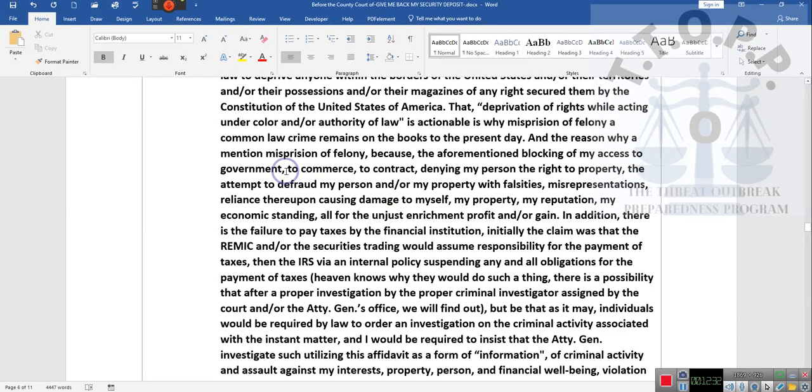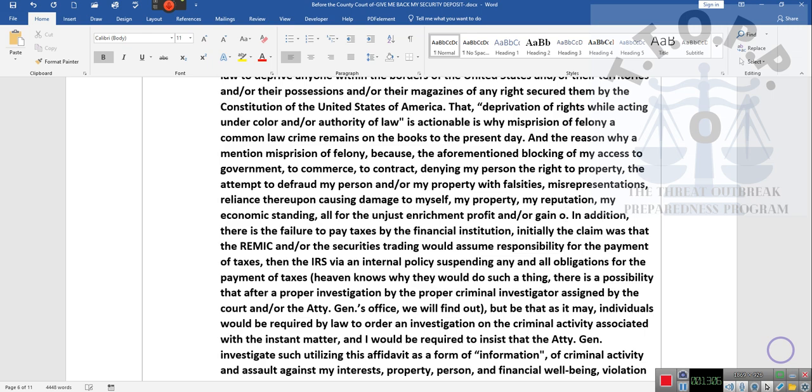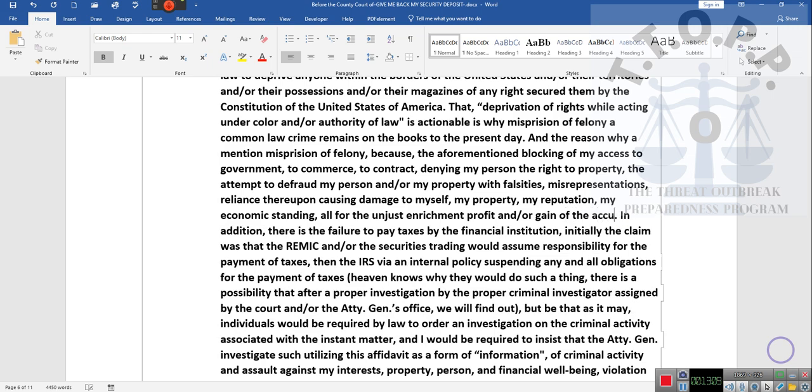And the reason why I mention misprision of felony is the aforementioned blocking of my access to government, to commerce, to contract, denying my person a right to property, the attempt to defraud my person and or my property with falsities, misrepresentation, reliance thereupon, causing damage to myself, my property, my reputation, my economic standing, all for the unjust enrichment and profit and gain of the accused. In addition, there is a failure to pay taxes by the financial institution.